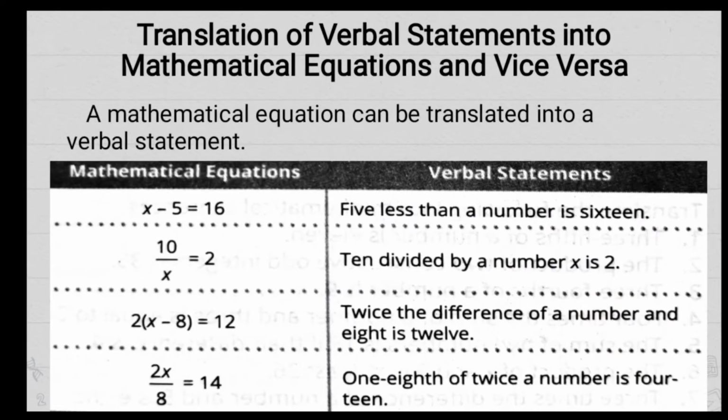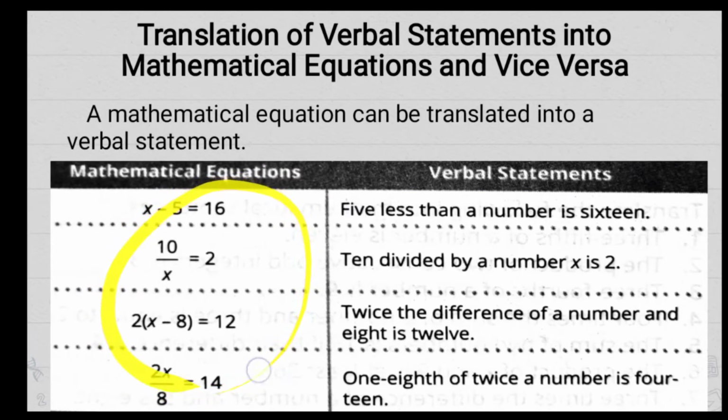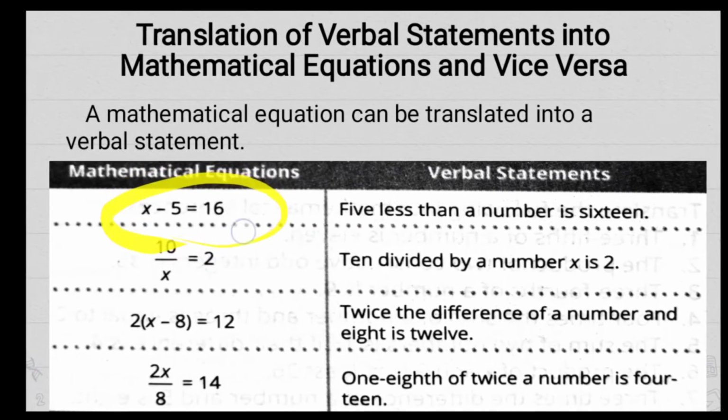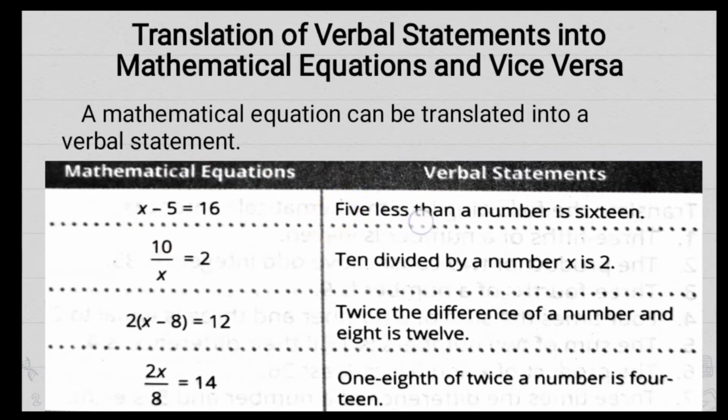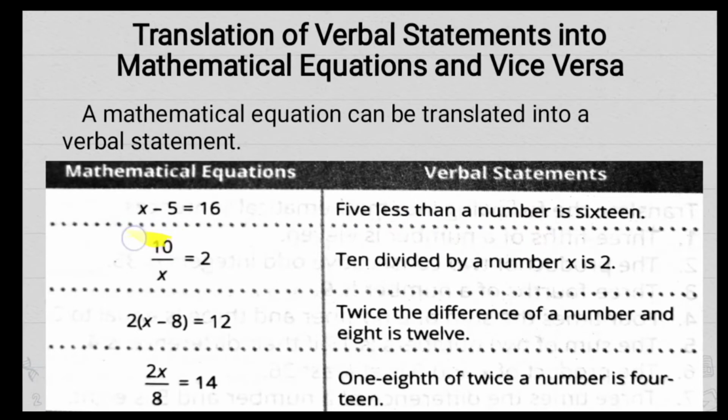How about this one? A mathematical equation can be translated into a verbal statement. Okay, so let's translate these mathematical equations to verbal statements. First, we have x minus 5 is equal to 16. In verbal statements, that is 5 less than a number. Okay, so 5 less than a number is 16.